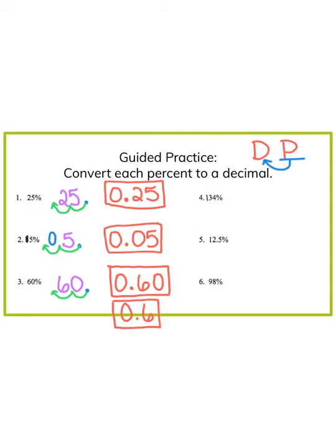Now we're going to convert 134% to a decimal. Again, I do not see the decimal point, so it's hiding behind the number on the right-hand side. I'm moving from the P to the D in Dr. Pepper, so I need to move to the left 2 times with my decimal point. So 134% as a decimal is 1 and 34/100ths.